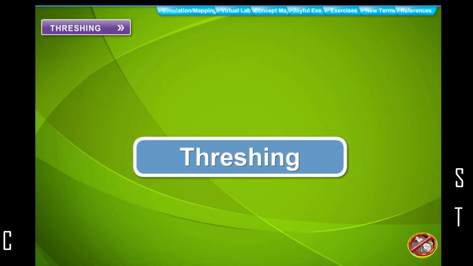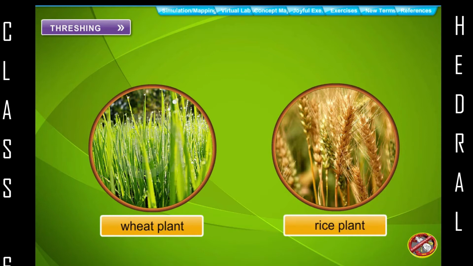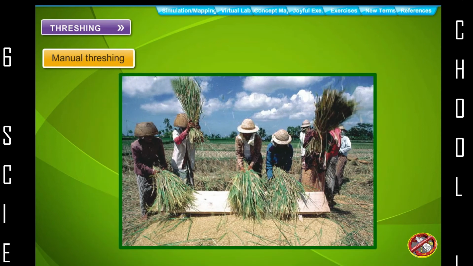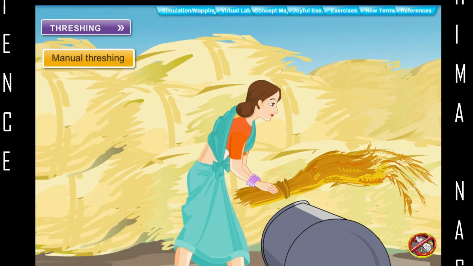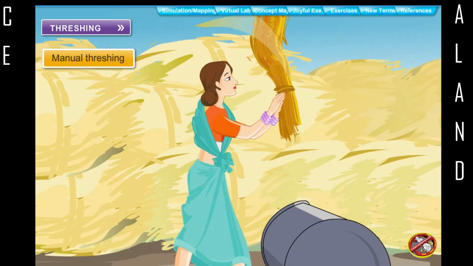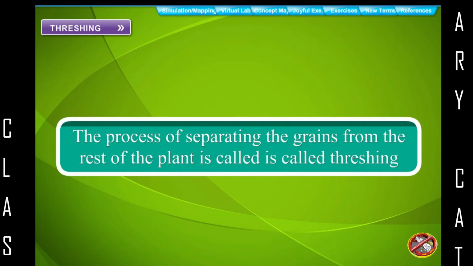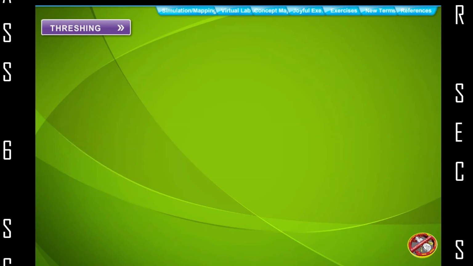Threshing. Cereals like wheat and rice are a source of food for us. After harvesting these food crops, the grains need to be separated from the rest of the plant. This is done by the process of threshing. The process of separating the grains from the rest of the plant is called threshing. It is done in the following ways.